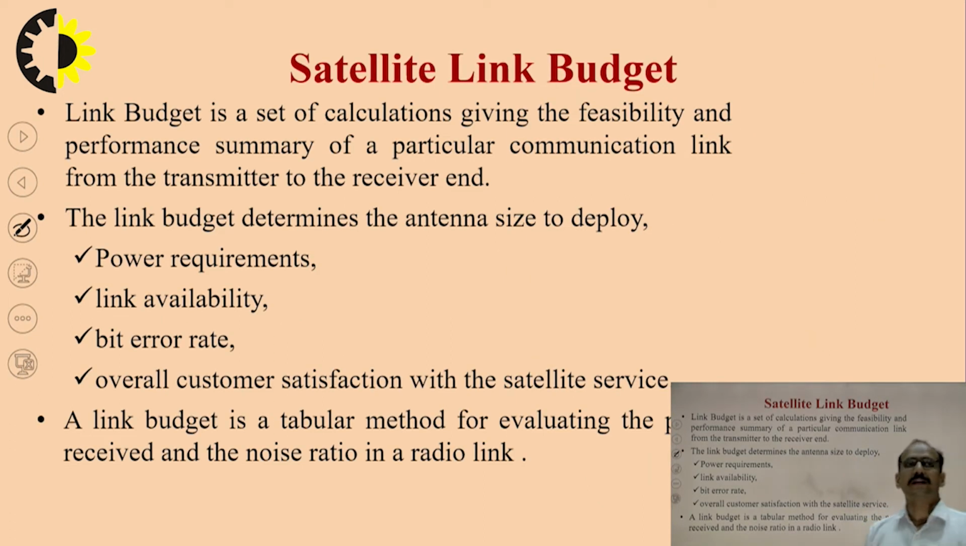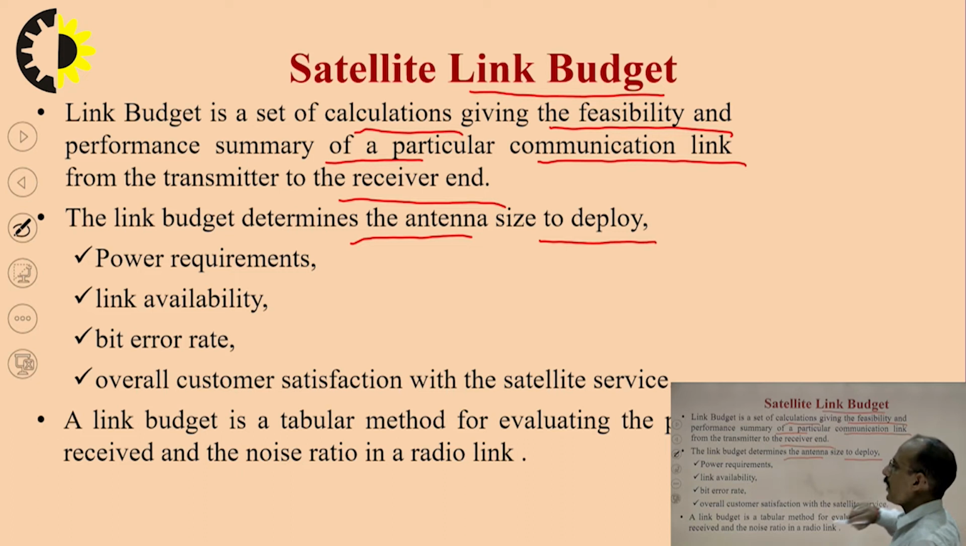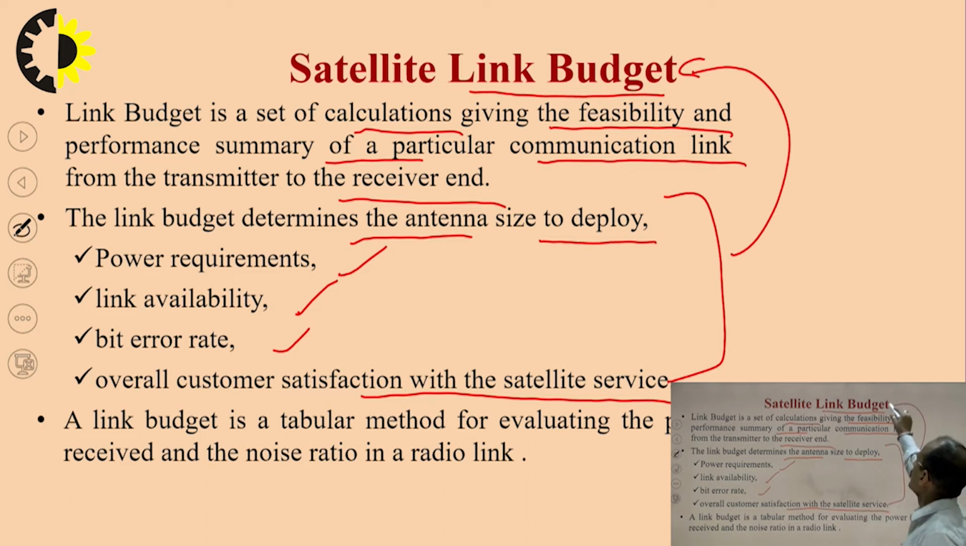So now, satellite link design. Till now we have been talking about designing the uplink and downlink, but now we are talking about the calculation part. A satellite link budget is a set of calculations giving the feasibility and performance summary of a particular communication link from the transmitter to the receiver end. This link budget determines the antenna size to deploy, power requirements, link availability, bit error rate and overall consumer satisfaction with the satellite service. These all points are related to satellite link design.